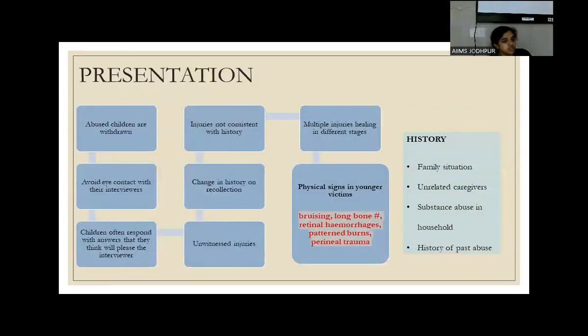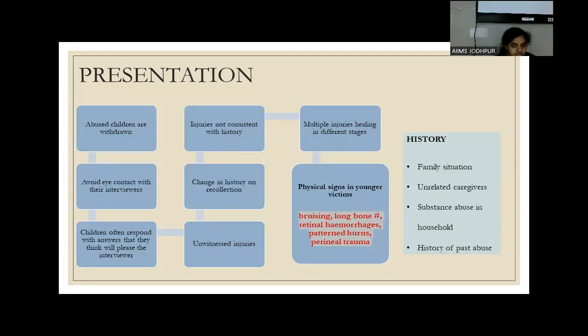Coming to the presentation of children with child abuse, abused children are usually withdrawn on initial interaction, and they usually avoid eye contact. They respond with answers which they think will please the interviewer, and the injuries are sometimes unwitnessed. On further questioning, the history may change on recollection, and the injuries may not be consistent with the history provided by the child. They may present with multiple injuries in different stages of healing.